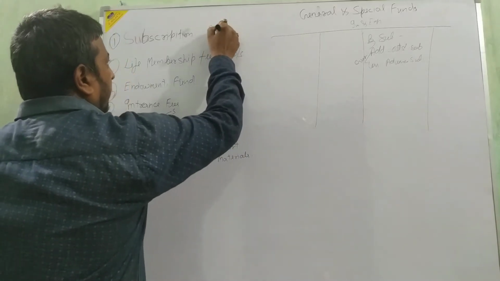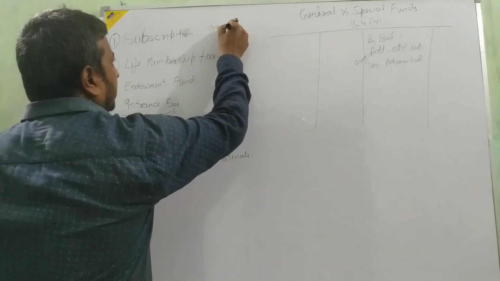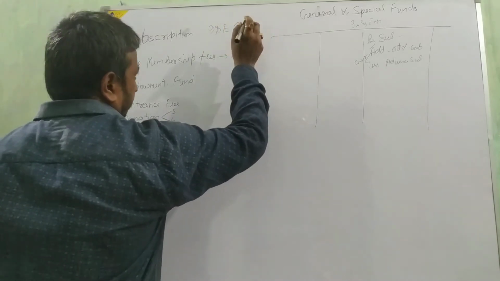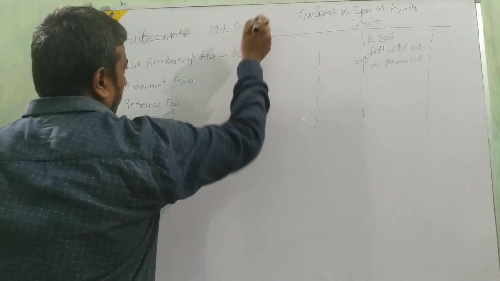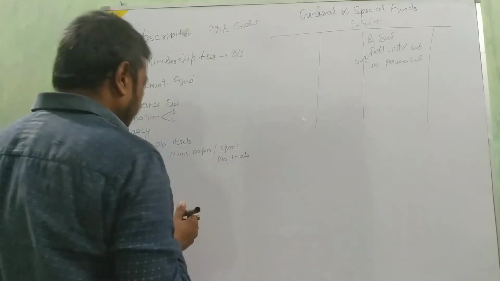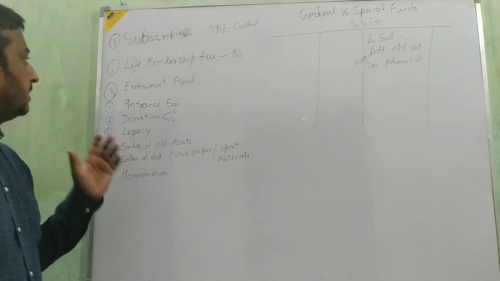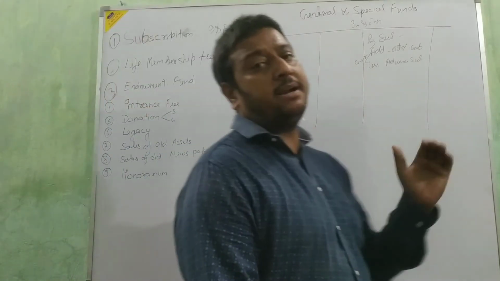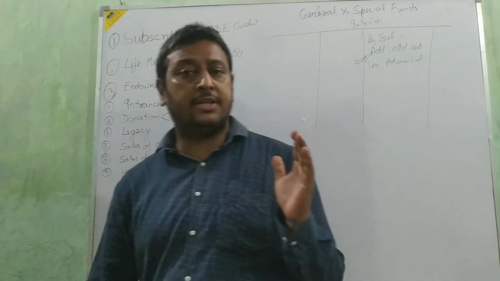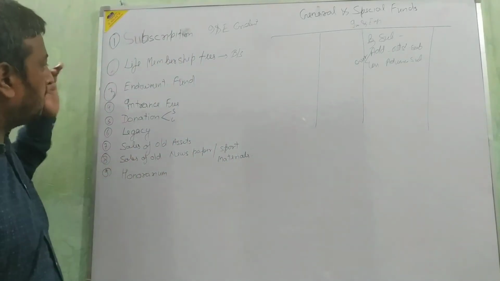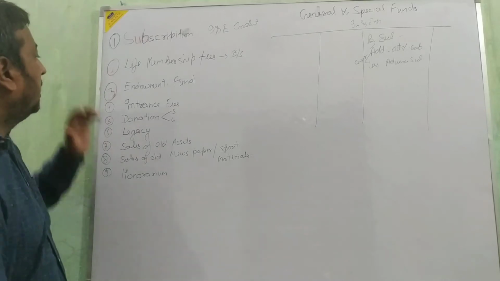It is not shown on the credit side of the income and expenditure account. Okay, beta? We show this life membership fee in the balance sheet because it is paid by the member one time, at the time of taking admission or any other time, and they give this amount only one time.